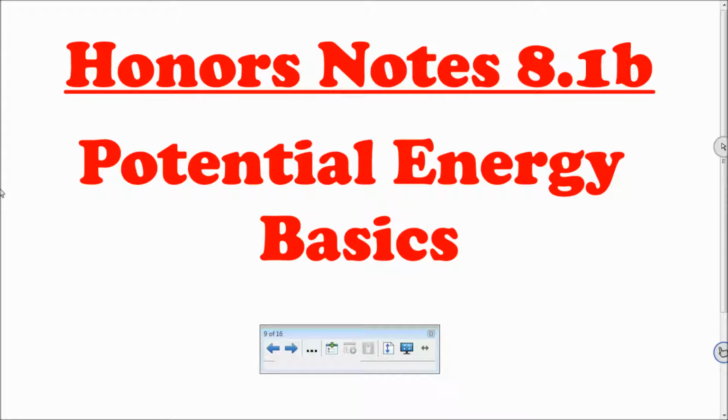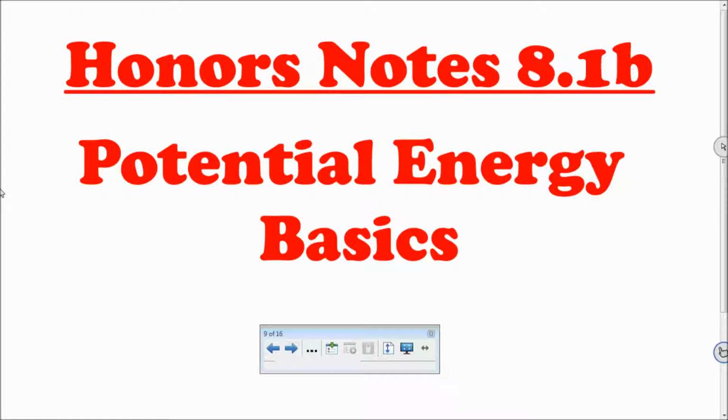Yesterday we learned about kinetic energy. Basically, in a couple of words, kinetic energy was energy of motion, right? So the more velocity or angular velocity that an object had, the more kinetic energy it had, right? Okay? Now, today we need to learn about what is called potential energy.